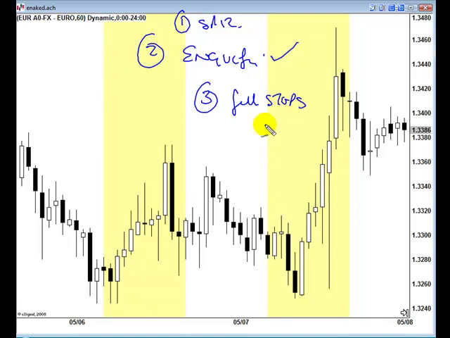Now, again, a full stop is a very attractive candle pattern because it allows us to get into a trade with a tiny stop loss. And it normally occurs after a very powerful trend. So we want a very strong trend, either up or down.